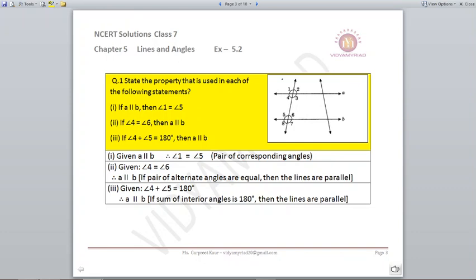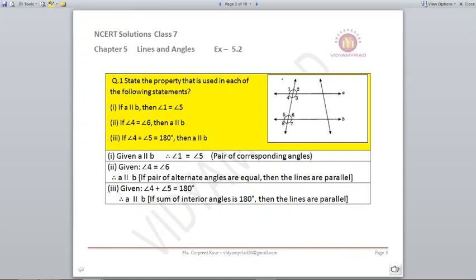That means A and B are parallel. Now if I change my question, if I tell you that angle 1 is equal to angle 5, then what is the property of A and B? A and B will be parallel. So we can apply both on the opposite cases.